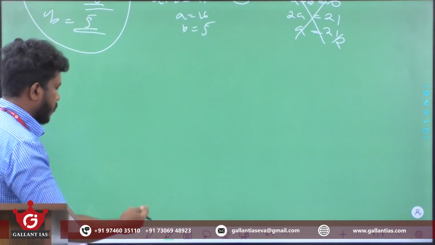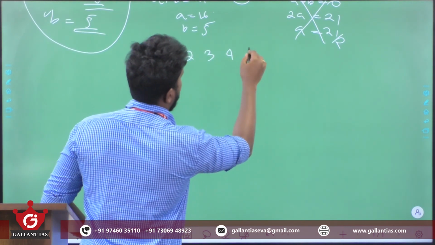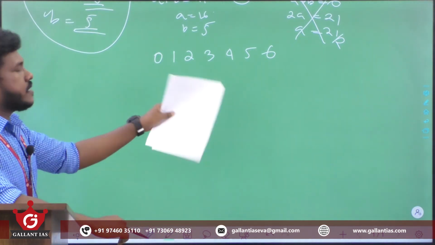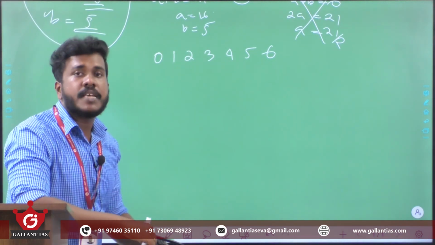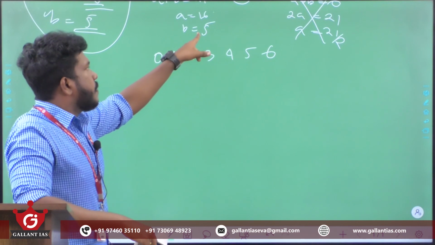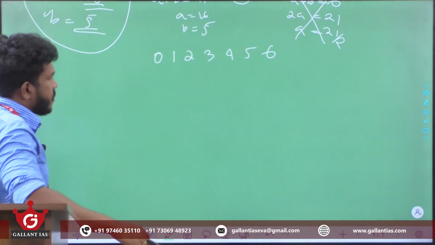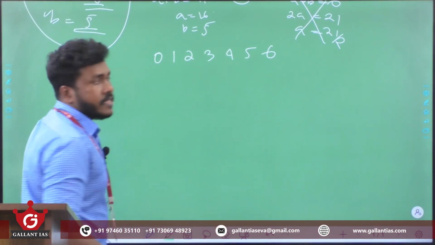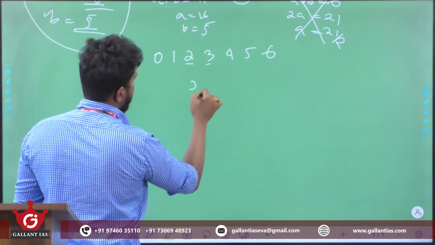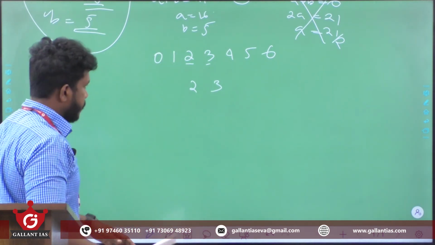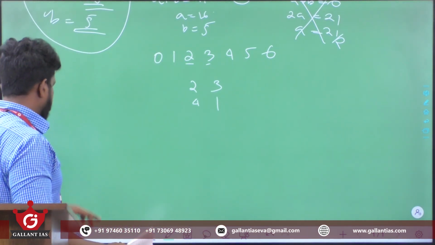So the digits are 0, 1, 2, 3, 4, 5, 6, right? These are the digits. The sum of the digits in the odd places is 16, and the sum of the digits in the even places is 5. So it is easy to assume the even places sum to 5, so just take the numbers which make the sum value 5. For example, 2 and 3, then 4, 1.